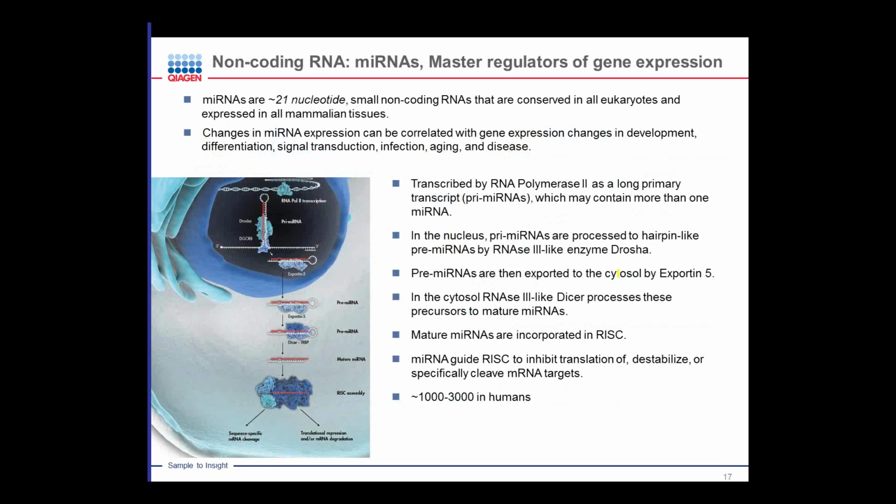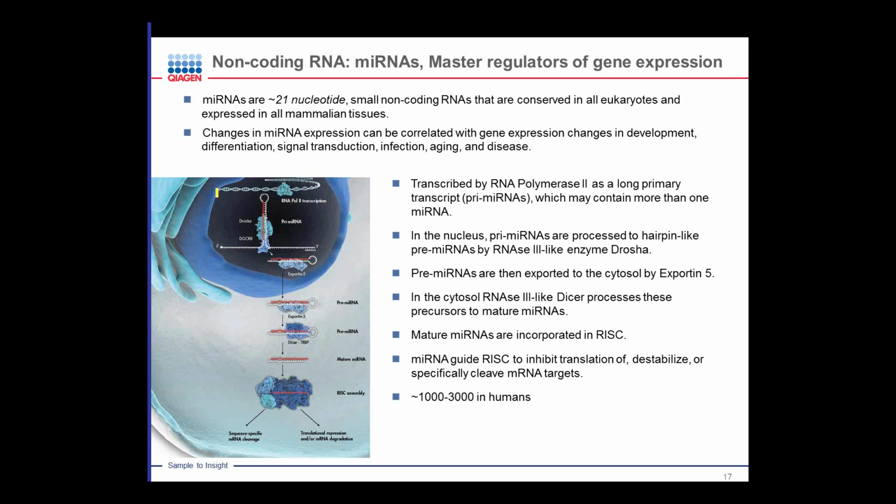MicroRNAs, the other non-coding RNAs that we'll talk about, are generally considered to be master regulators of gene expression. They're short, typically 21 nucleotide RNAs. They're conserved in all eukaryotes. They're expressed in all mammalian tissues. And changes in microRNA expression are correlated with pretty much anything you can imagine: gene expression changes in development, differentiation, signal transduction, infection, aging, and disease. So they are just as intertwined with cellular processes as mRNAs are.